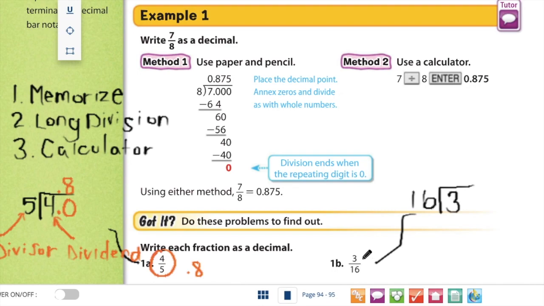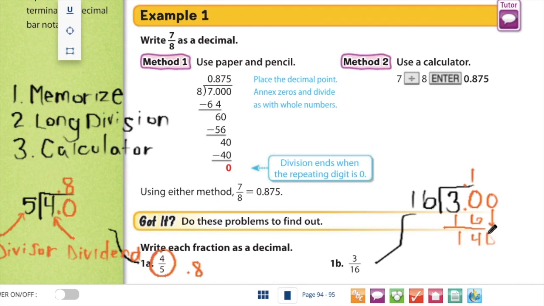For 3/16, again, 3 is the dividend, or you might say it's inside the house, and 16 is the divisor, so outside. Since 16 does not go into 3, we're going to add a decimal, bring it up to our answer, and then add a 0. 16 goes into 30 one time. 1 times 16 is 16. 30 minus 16 is 14. We have to add a 0 and bring that down.